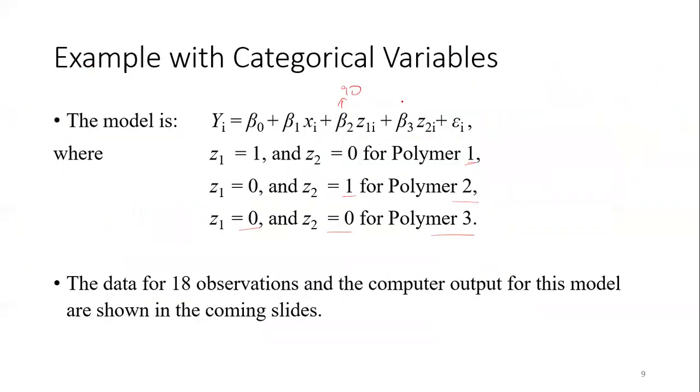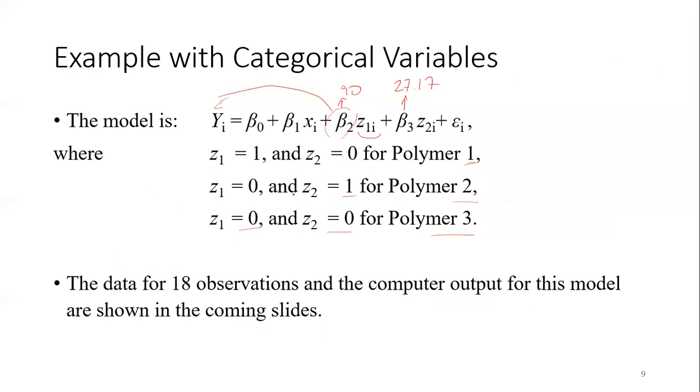27.7p. So what does beta 2 mean? If this is 1, then you just add beta 2 to the mean response. If it is 0, then you don't add anything. But beta 2 is added if Z1 is equal to 1.